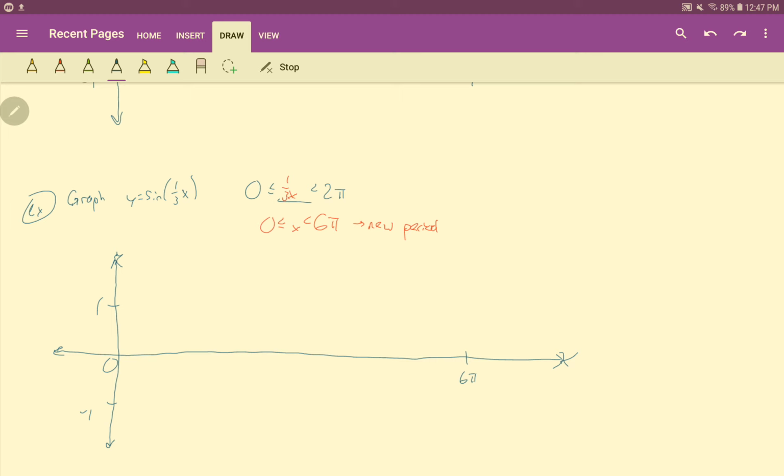So how do we find the other points that we wanted to use? Again, halfway point. Halfway between 0 and 6 pi is 3 pi. And the quarter points: halfway between 0 and 3 is 1.5, or 3 pi over 2, and halfway between 3 and 6 is 9 pi over 2. Again, we'll just plot our points. Plug in 0, you'll get 0. Plug in 3 pi over 2 to this function right here, and you'll get 1. Plug in 3 pi, you'll get 0. Plug in 9 pi over 2, you get -1, and then 6 pi gives 0. And again, just connect the dots.